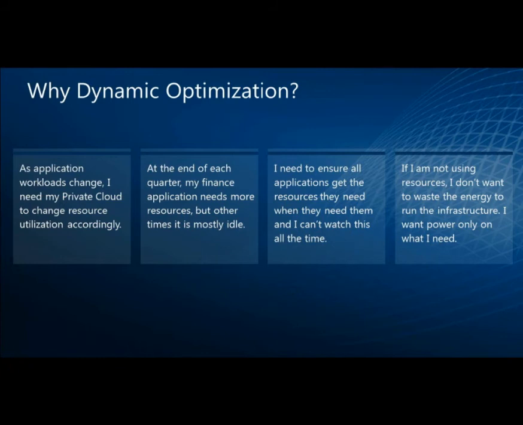Well, as application workloads in my environment change, I need my private cloud resources to automatically adjust to these changes in needs. In other words, I may have 30 different VMs or 150 or 300 VMs running on one cluster. And inside that cluster, during the periods of the day, certain of those VMs have a lot of resource needs, other VMs don't have any resource needs. But that changes constantly throughout the day, throughout the week, or maybe at the end of each quarter, I need these applications to get access to more resources. I need to rebalance those workloads on the fly, and that's what we can do with dynamic optimization.